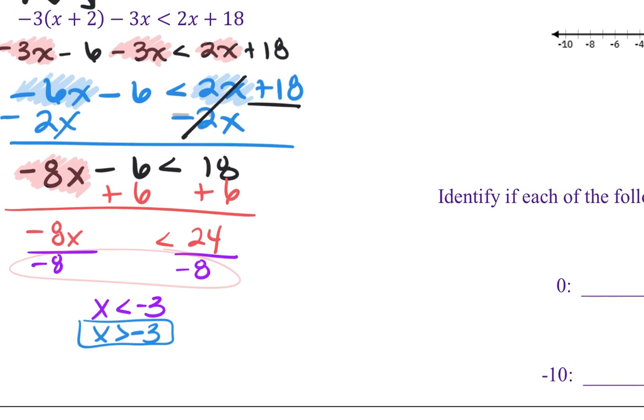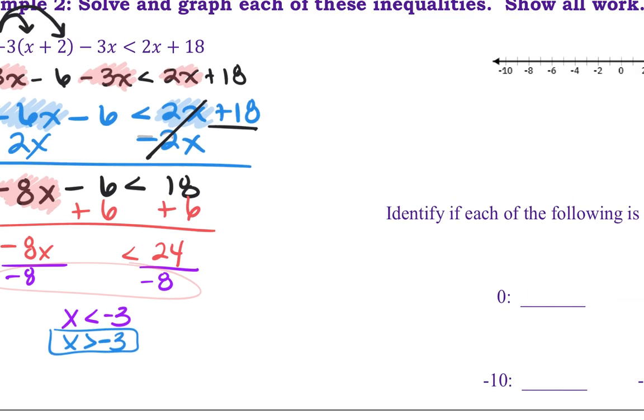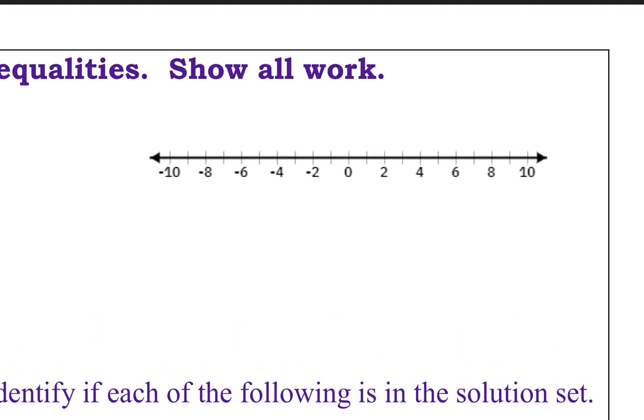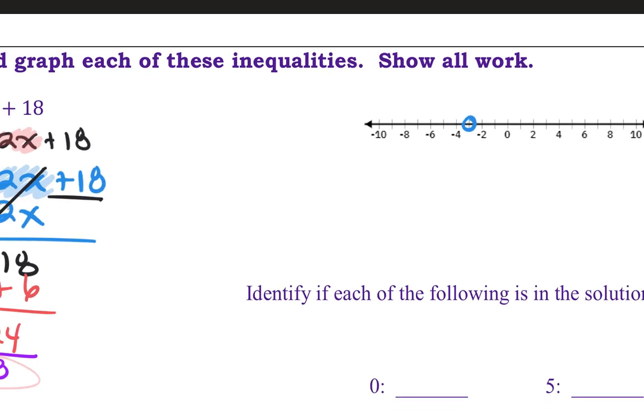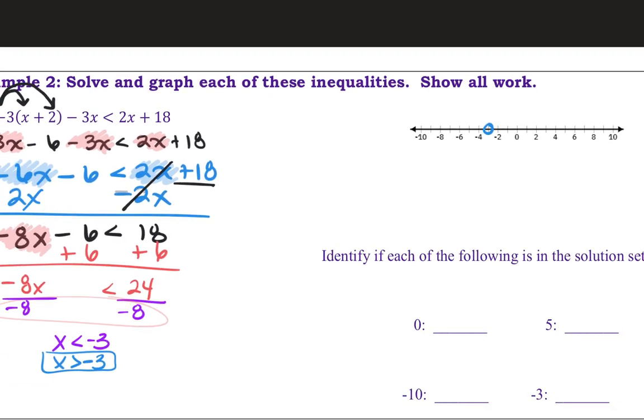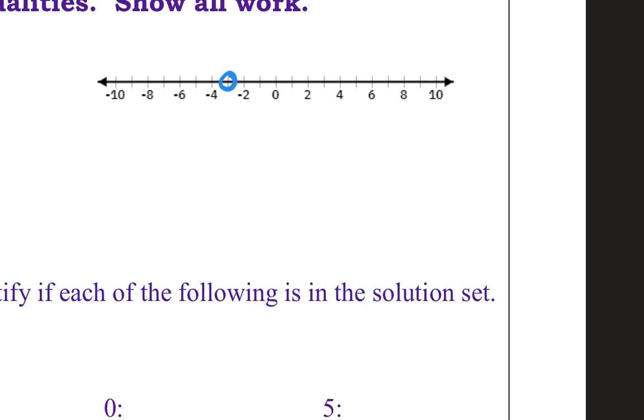All right, at the -3, am I going to have an open circle or a closed circle? Open. All right, so open circle at the -3. Was I going to shade to the left or to the right? To the right, because it's pointing to the right. All right, we're going to shade to the right.